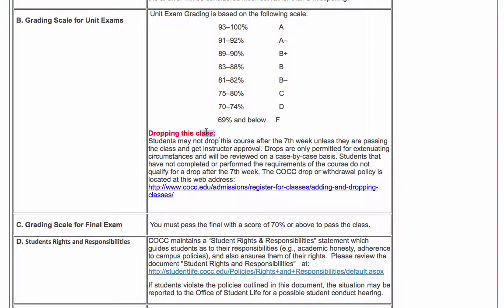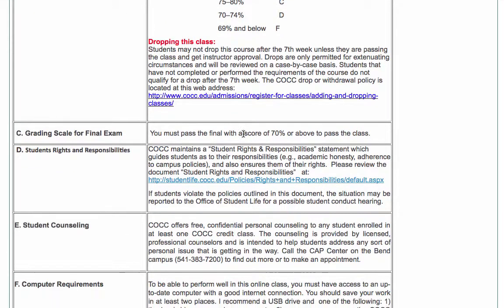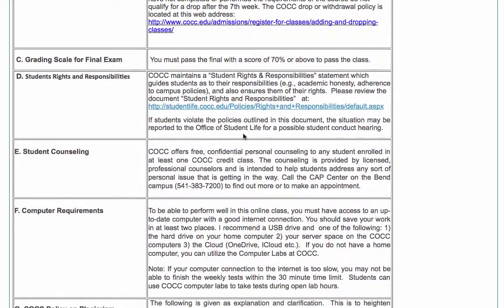Very important, if you're going to drop the class, make sure you select this link because how you drop the class changes over the term. Don't assume because you have emailed me and notified me that you're dropping that you will be dropped from the class. You usually have to contact admissions and records as well. Okay, so again, you must pass the final with a score of 70% or above.